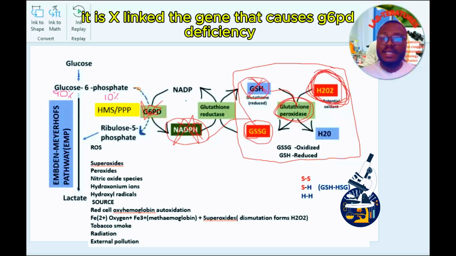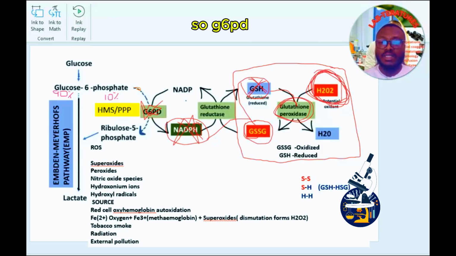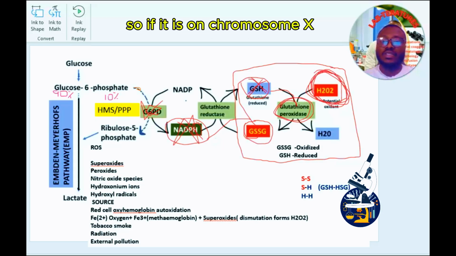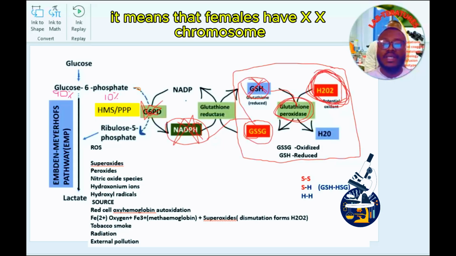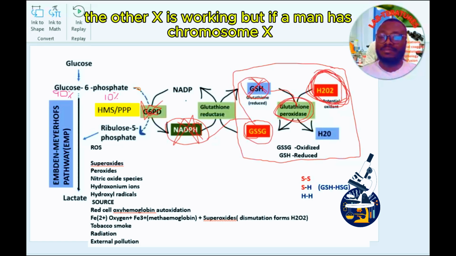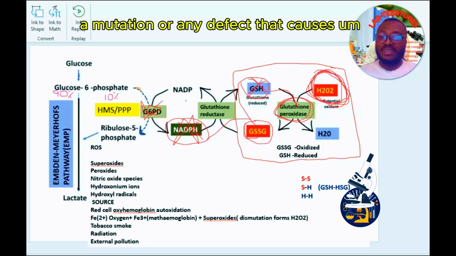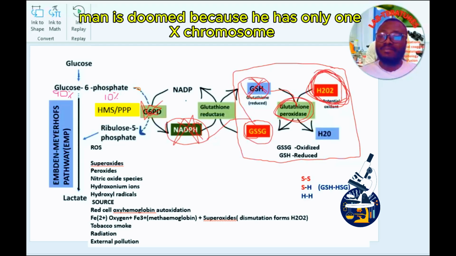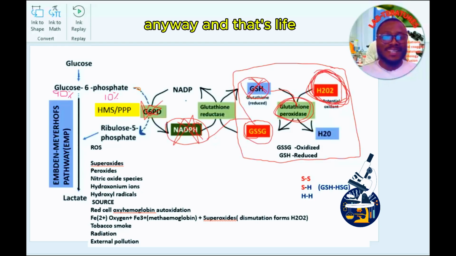And of course, the gene that causes G6PD deficiency is X-linked. So G6PD, that enzyme, is produced from a gene on chromosome X. If it is on chromosome X, it means that females have XX chromosomes. If one of the X is suffering, the other X is working. But if a man has a chromosome X mutation or any defect that causes malfunctioning or malproduction of the G6PD enzyme, the man is doomed because he has only one X chromosome. Anyway, that's life.